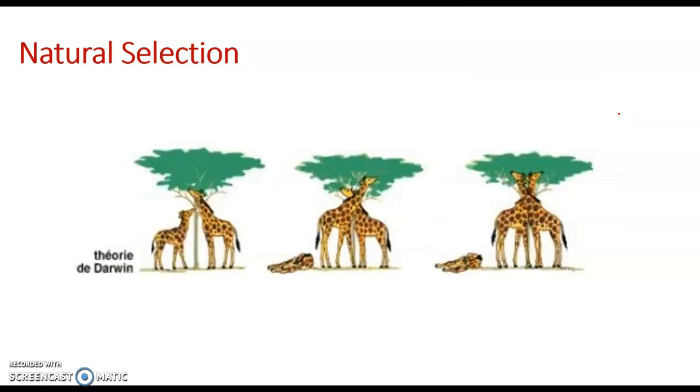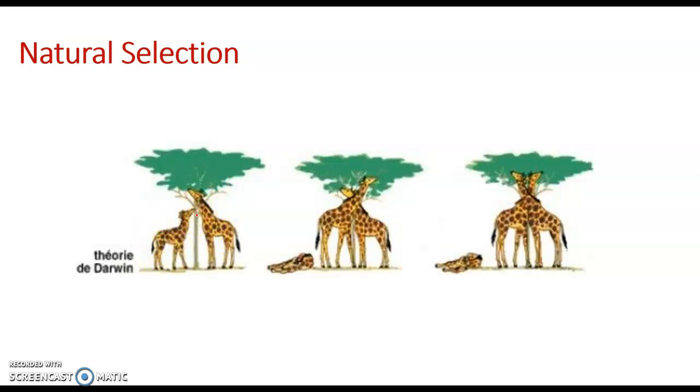Here we have a population of giraffes that are changing over time. So the two things that need to be true for natural selection to occur are that there has to be variation within the population and there has to be selective pressure. The variation in our giraffe population here is the length of the neck. We have a short-necked giraffe and a longer-necked giraffe.